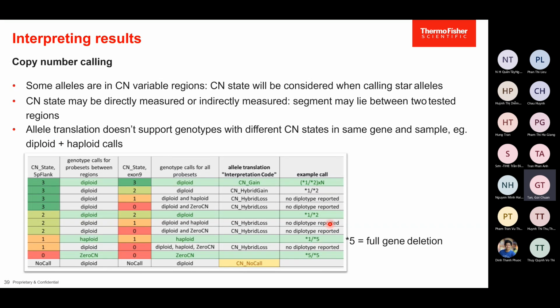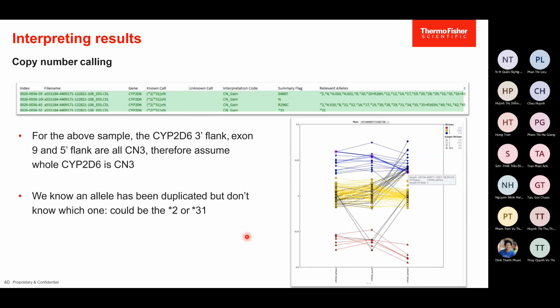So how our software presents the data is based on this table over here. For example, in this case you can see this is STAR2/STAR31 times n, because the 5' flank here is copy number 3, the blue color is copy number 3, and exon 9 is also copy number 3. So this is an actual copy number gain.